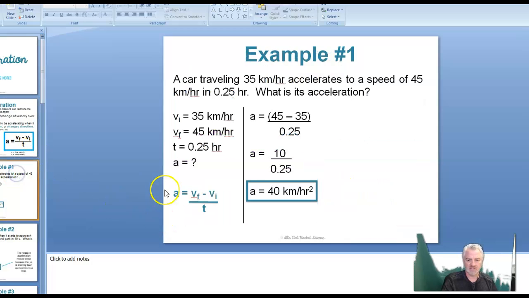We'll look at a couple of examples here. A car is traveling at 35 kilometers per hour, accelerates to a speed of 45 in 0.25 hours. What is its acceleration? So here's your formula. You're going to have your final velocity of 45, subtract your initial of 35, and divide that by 0.25, and you'll get 40 kilometers per hour squared. Don't forget to put the correct units. And on your worksheet, also don't forget to show your work. That's important. Hopefully you have figured that out by now.